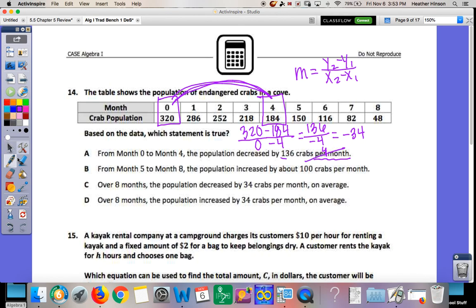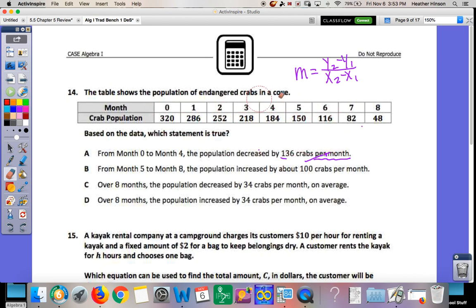Okay, from 5 to 8, so let me erase that. Okay, month 5 to month 8, so these two right here. The population increased by 100 crabs per month. So, looking at those, same deal, plugging it into our formula, we're going from 150 to 48.